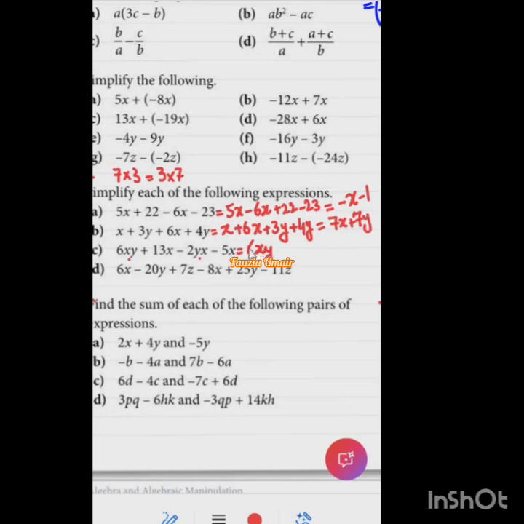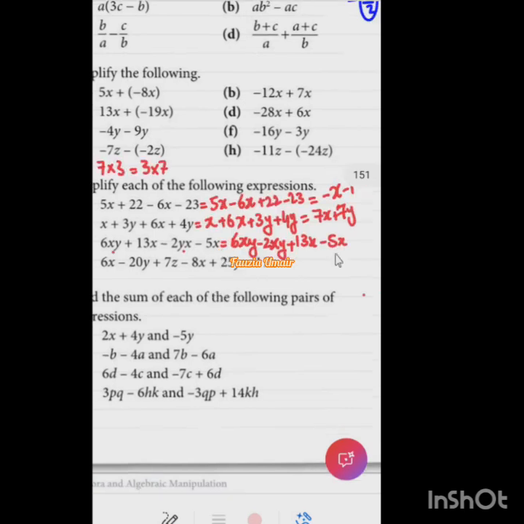6xy, minus 2xy, and we can just write like that. That's right. Then plus 13x minus 5x. So now what would be the answer? 4xy. The answer is 4xy plus 8x. That's right. Plus 8x.